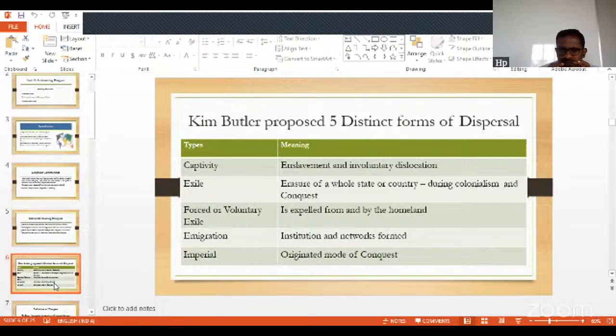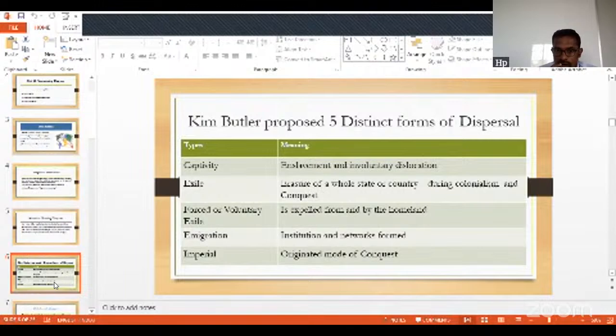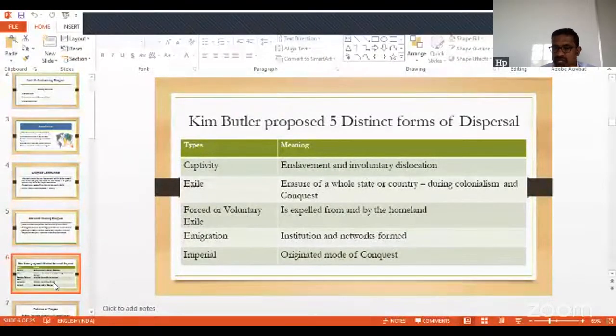Okay, so whether it's captivity or exile, the first two happen through some force. It is not in the interest of the people. The migration takes place by force, whereas voluntary exile and immigration are purely in the people's interest and highly institutionalized. There is a record. And when you say imperial, it is through conquest, through war, through power. People from another state come and conquer a particular state, country or region, and they start dislocating the people. So that is according to Butler's characterization of the types.